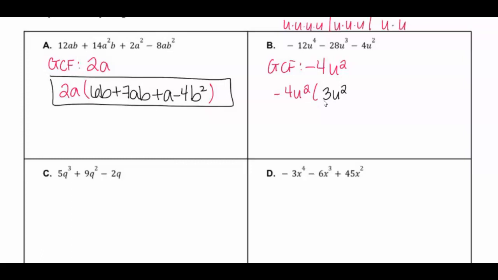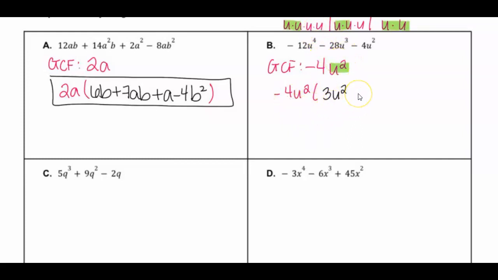Since I'm pulling out 2 of them, that means 2 got pulled out, 2 got pulled out, 2 got pulled out. So you can see that, hey, this one has 2 u's left over. That's another way to think of it. So then I'll go into my next one.